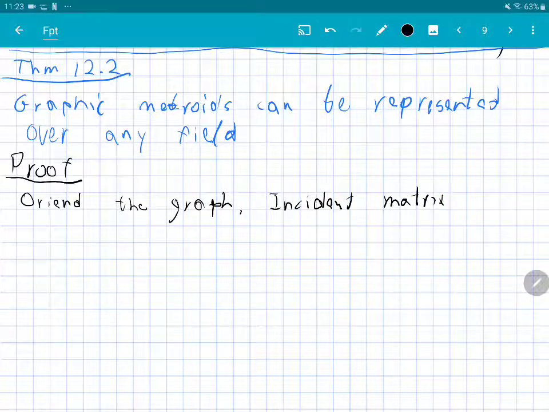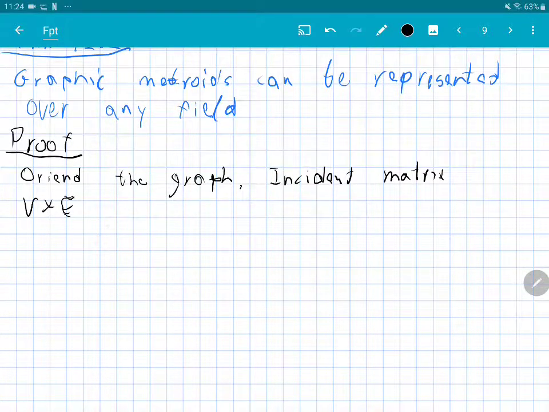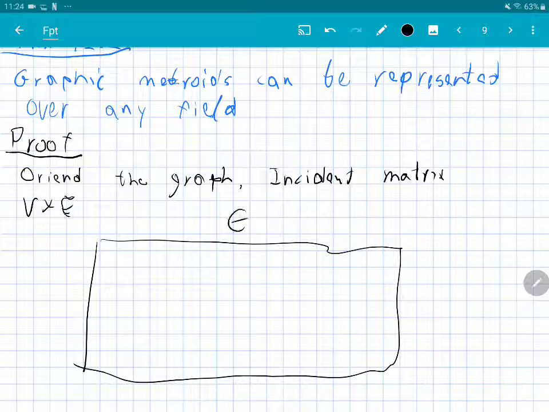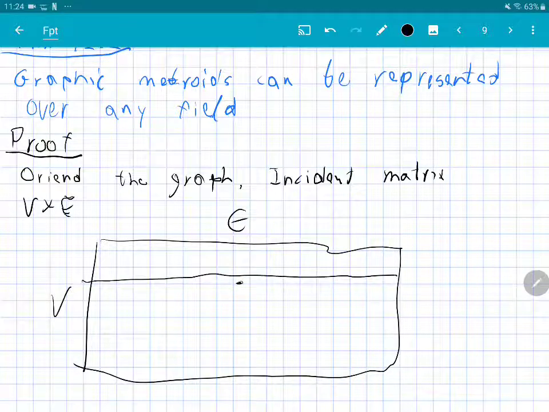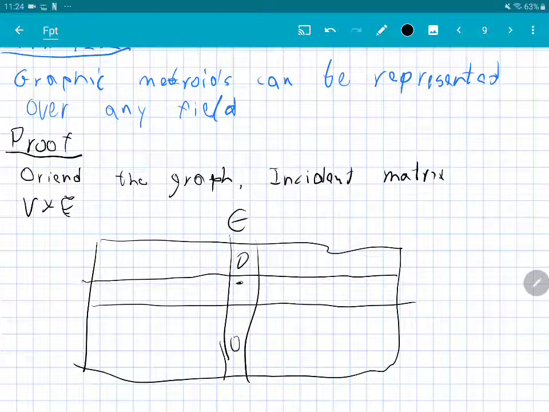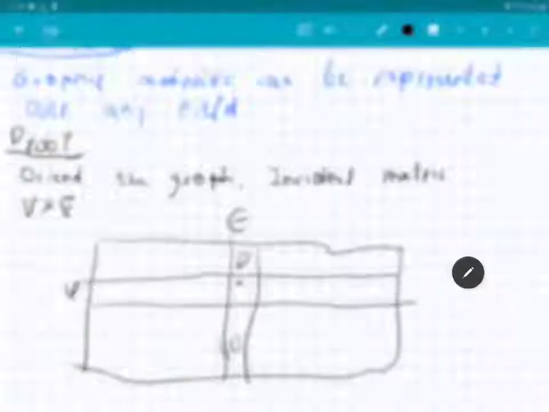But the incidence matrix here is between vertices and edges, so this is V times E. And I think here the edges are the columns, because that's what we need for our definition, and the vertices are the rows. Now, every edge is incident to two vertices, and all vertices that are not involved with this edge are 0. Let's say that this is U and this is V.